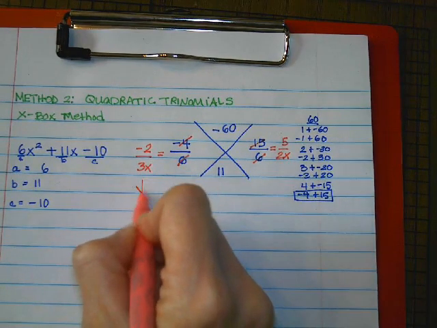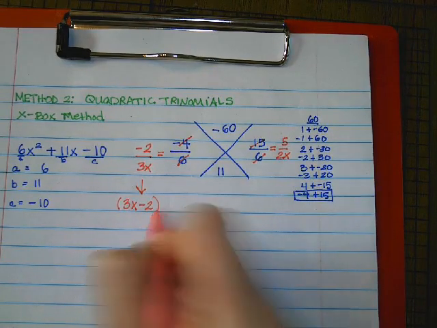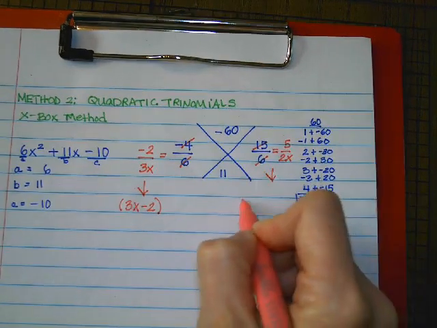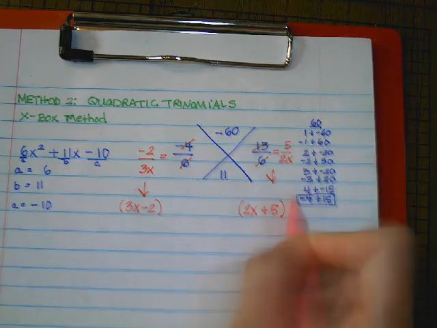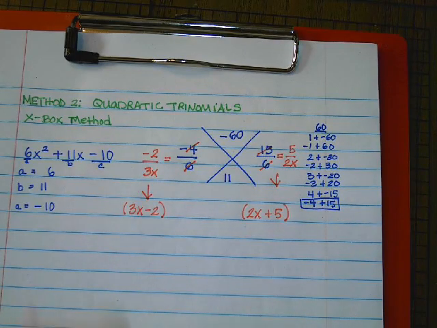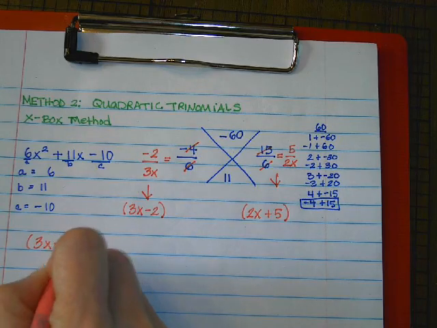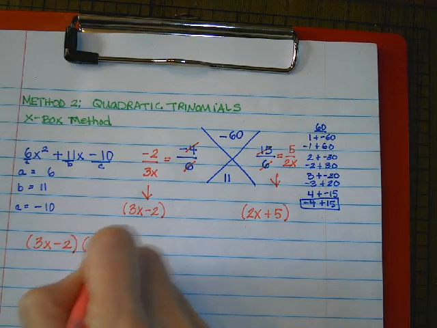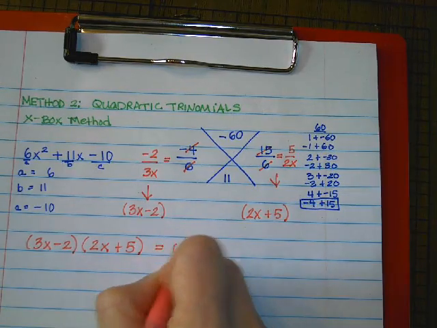So this factor, starting with the bottom, is 3x minus 2 on the top. This factor, starting with the bottom, is 2x, and it's plus 5 because we have a positive 5. And it's minus 2 because we have a negative 2. So now our factors are 3x minus 2 times 2x plus 5. These are the two factors, and we set this equal to 0.